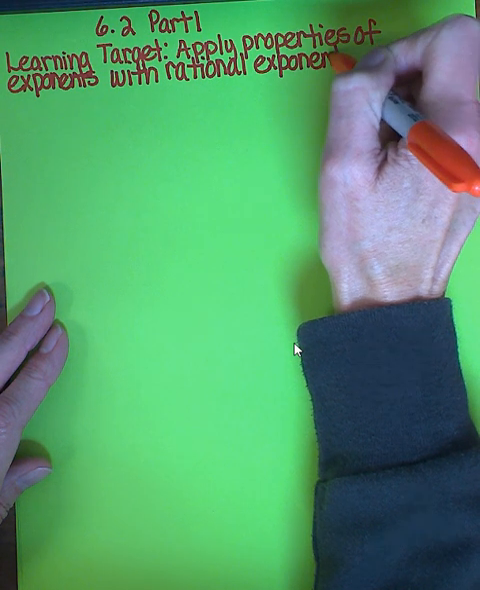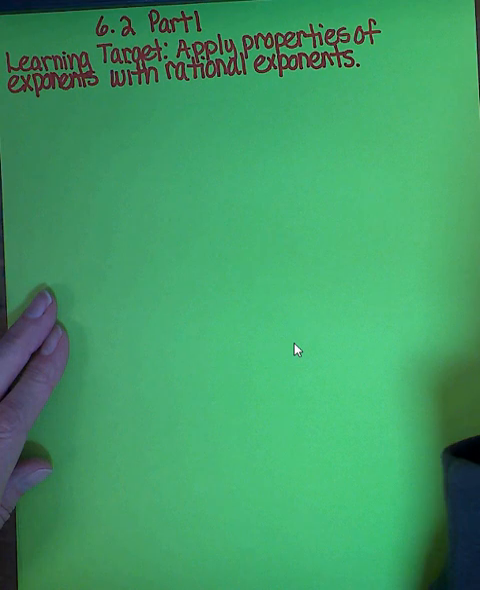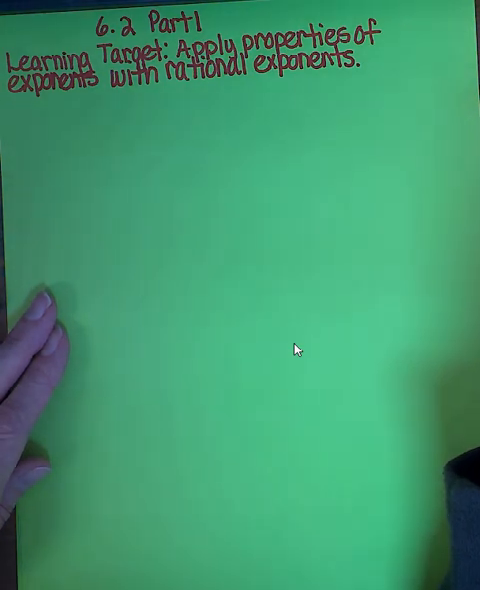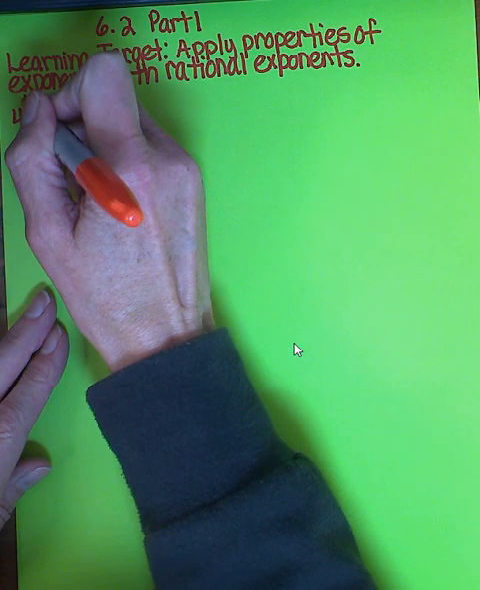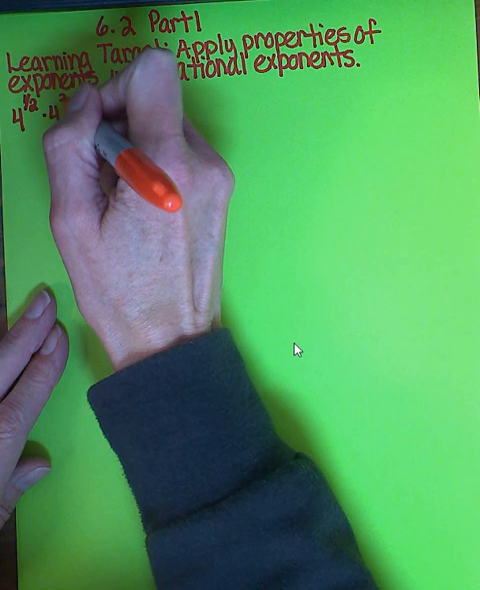In chapter 5, in the first section, we wrote out all the properties of exponents, and I'm not going to do that again. I'm just going to show you how to use them with rational exponents, and remember that just means that the exponents are fractions. Okay, so remember when you have the same base and you're multiplying, you add the exponents.